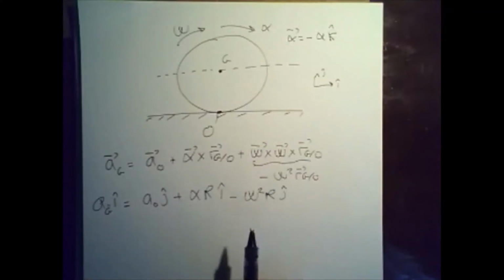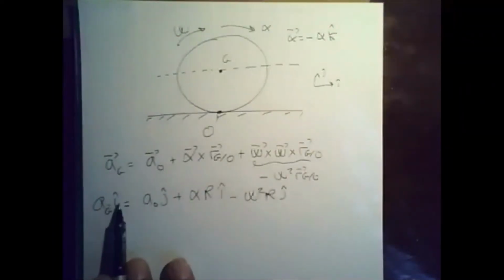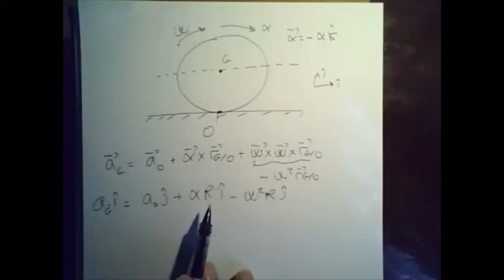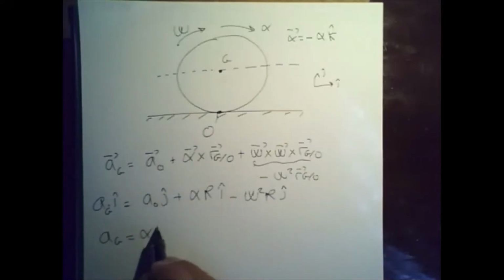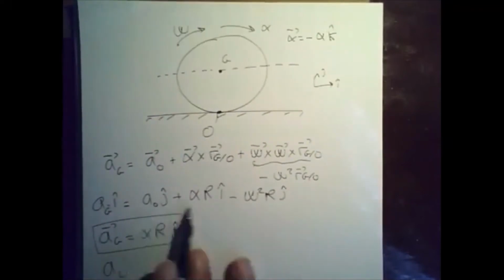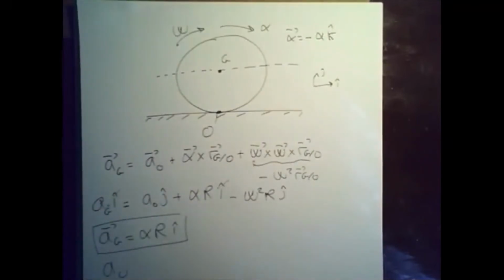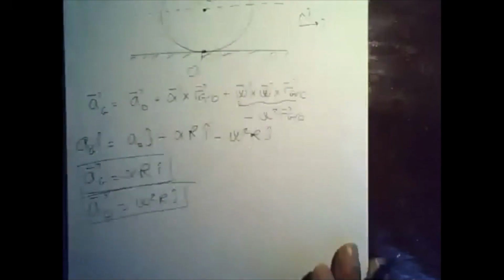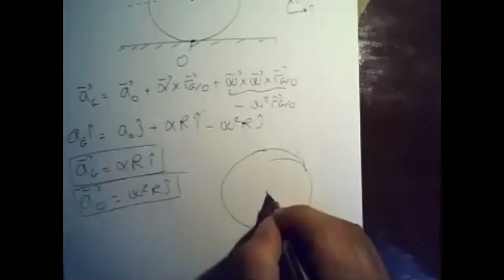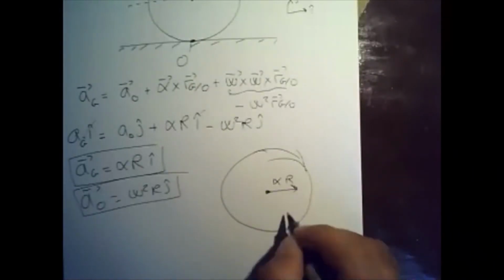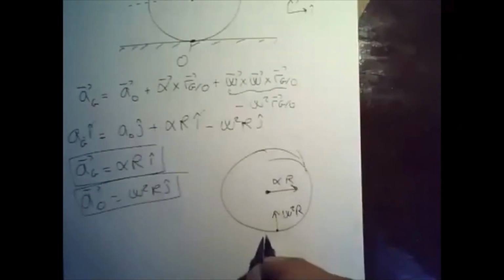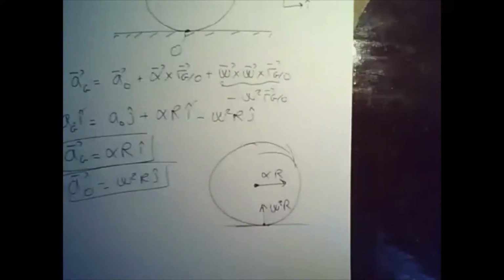This equation is basically two equations, not just one. I can relate my I to I, so the I components on the left-hand side have to be equal to the I expressions on the right-hand side. Therefore AG has to be equal to alpha R, or AG is equal to alpha R I. And AO has to be equal to omega squared R in the J direction. So if you have a wheel rolling on the ground, the acceleration of this point is alpha R, and the acceleration of this point is omega squared R. This is point O and this is point G. This is only applicable if the wheel is rolling but not slipping.